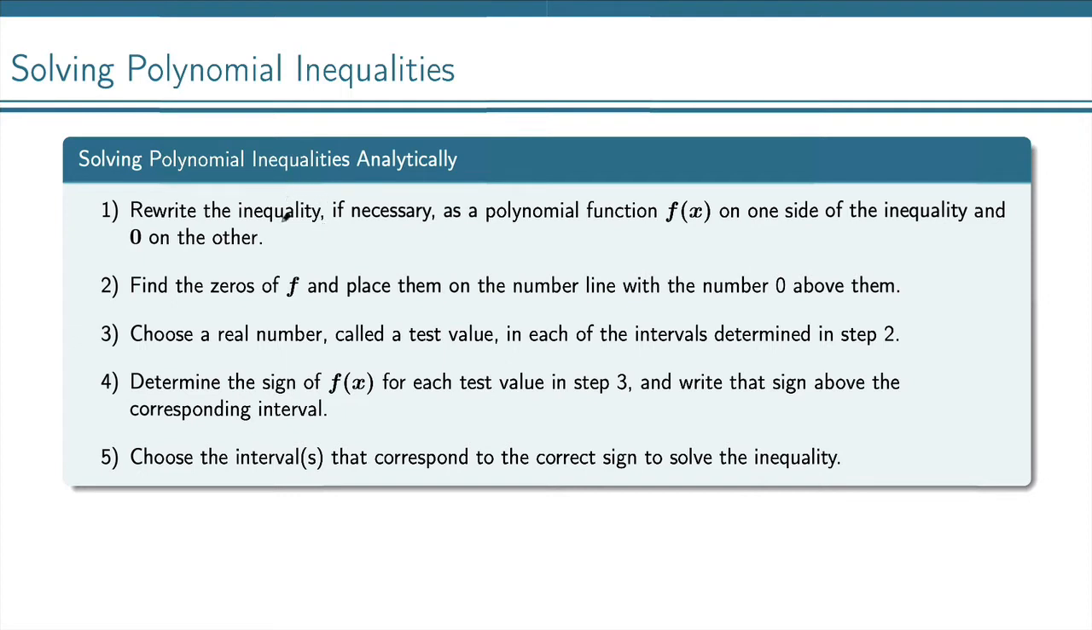So the process that we're going to follow is here. The first thing is you want to move everything to one side of the inequality so that you have a 0. Then, because we have a 0, we're going to find the zeros of the other side of the polynomial, and we're going to place those on a number line, and that separates our real numbers into intervals. And then we just need to check whether each of those intervals are positive or negative, and then we'll be able to solve our inequality.